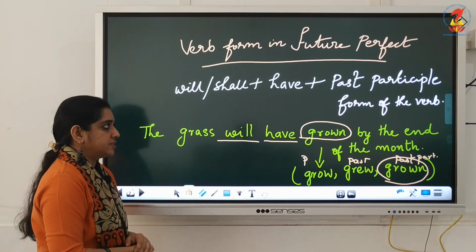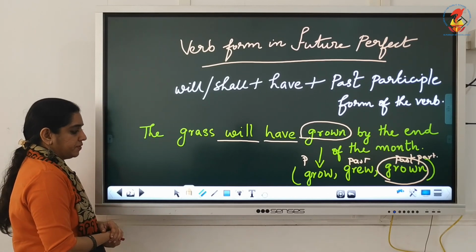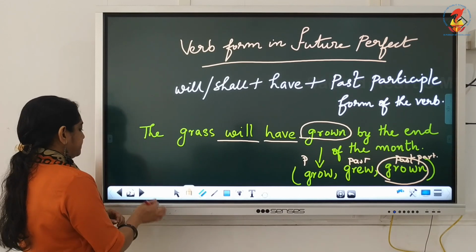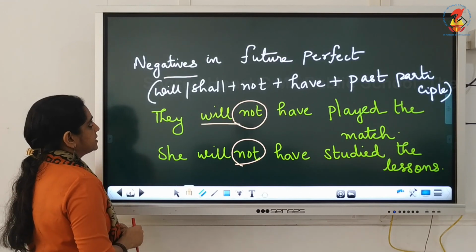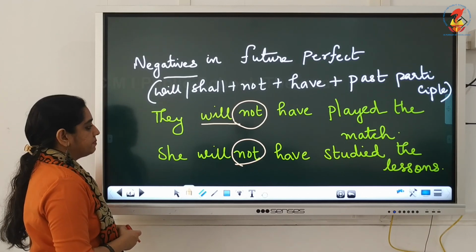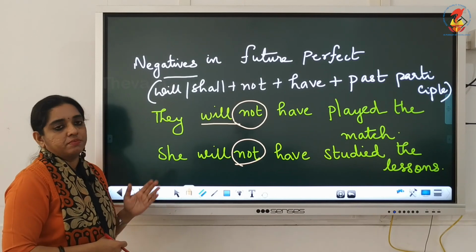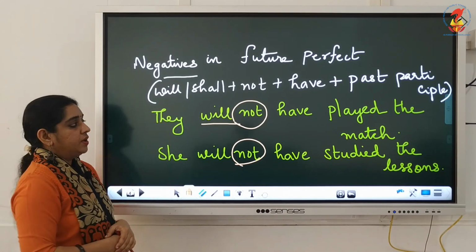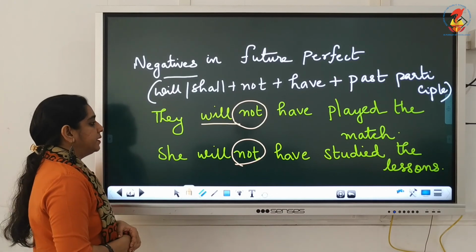Always remember, the past participle form of the verb is used in all perfect tenses. Future perfect, present perfect, past perfect, in all perfect tenses you have to use the past participle form of the verb. Then example, we have already discussed. The negatives by adding "not". They will not have played the match. See the example, she will not have studied the lessons. Just put one example in your mind, you will be able to do it. If this one you cannot follow, you just learn one example. Will or shall plus not plus have plus past participle form of the verb.